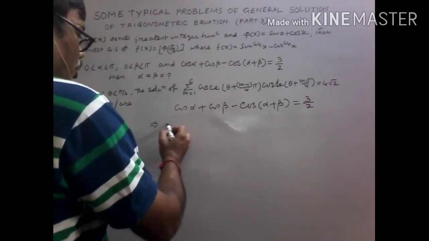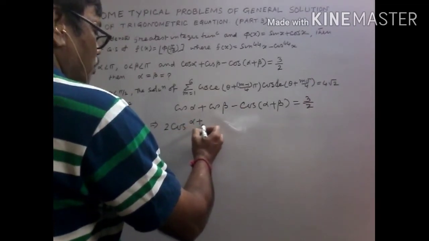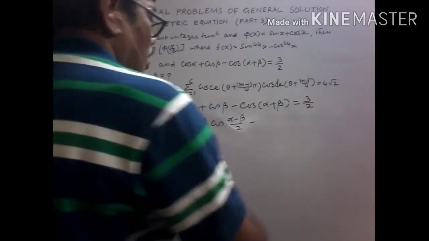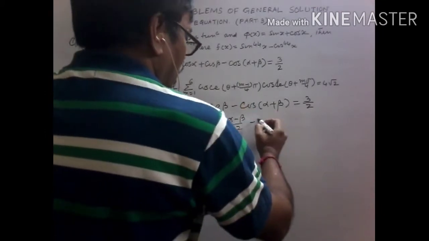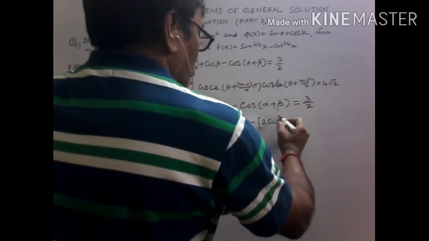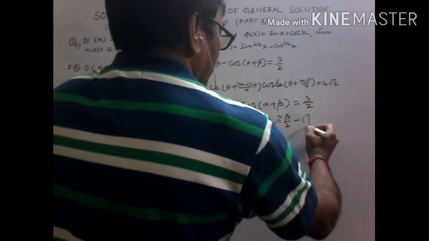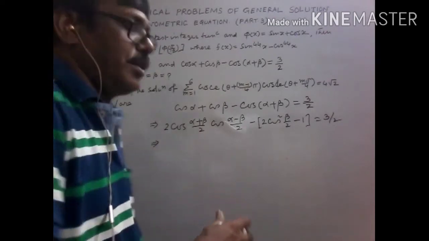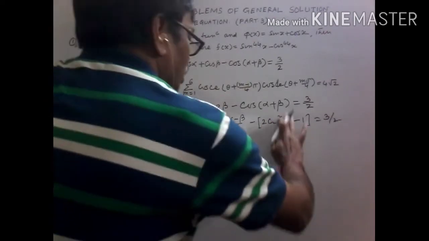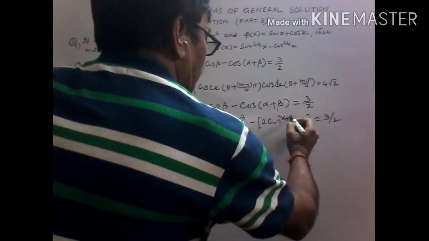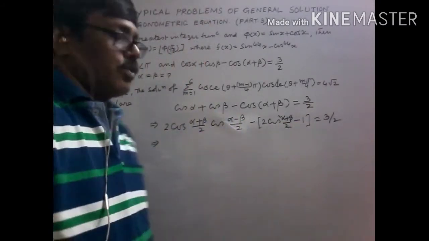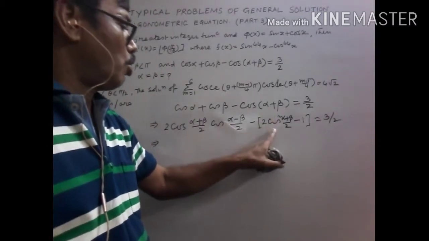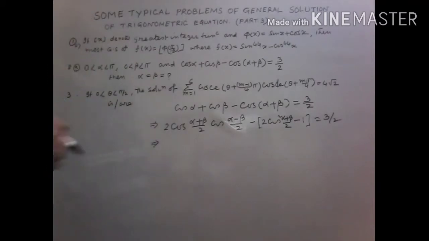So this implies 2 cos((alpha plus beta)/2) cos((alpha minus beta)/2). Now what is the formula of cos(alpha plus beta) in terms of cos? It is 2 cos square((alpha plus beta)/2) minus 1, equals 3 by 2. So we form a quadratic equation in terms of cos square((alpha plus beta)/2).